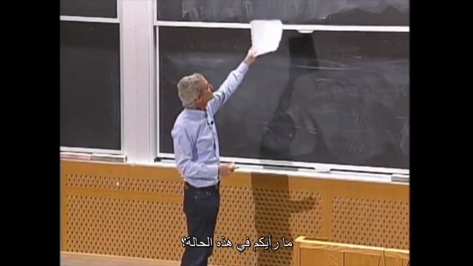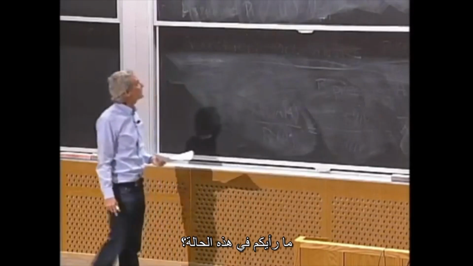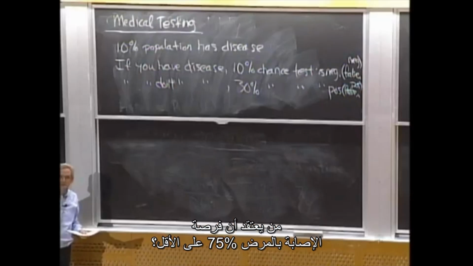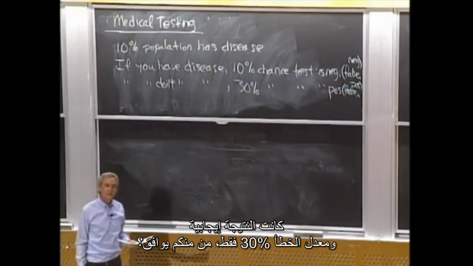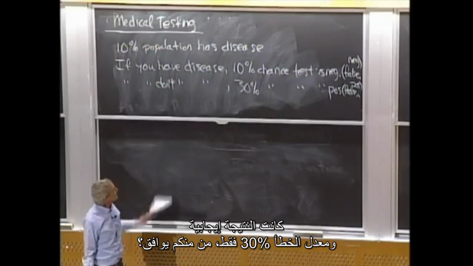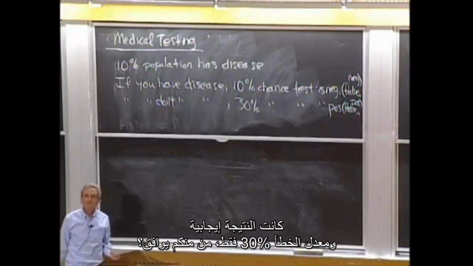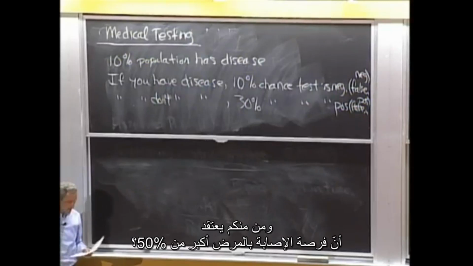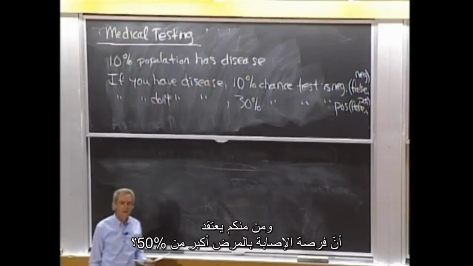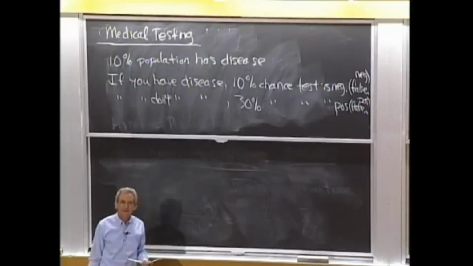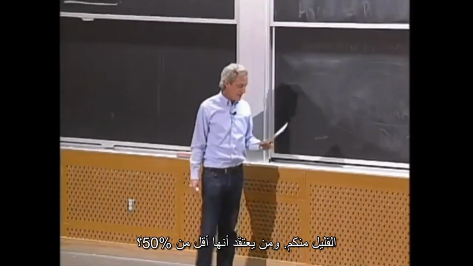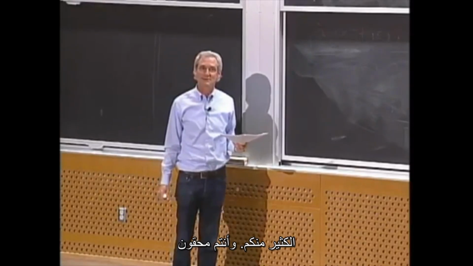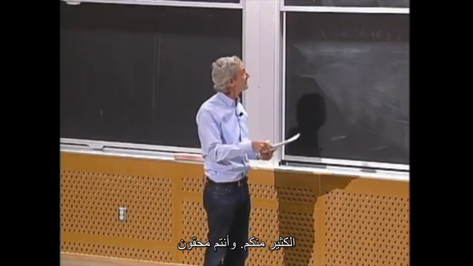So say this was the story, what do you think? How many people think that it's at least a 70% chance you got the disease? You tested positive, and it's only got a 30% false positive rate. Anybody? So you don't think she's likely to have it. All right, how many people think it's better than 50-50 you have the disease? A few. How many people think less than 50%? A bunch. Yeah, you're right, in fact.